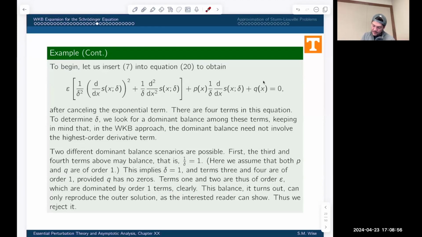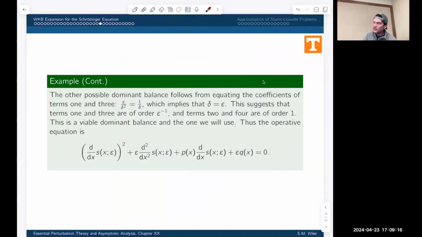However, this balance only gives us the outer solution. It only gives us the outer solution by itself. So for this reason, we have to reject it. You can work through the details, but you see you don't get the full solution in this case. But that's okay. The outer solution is at least something.